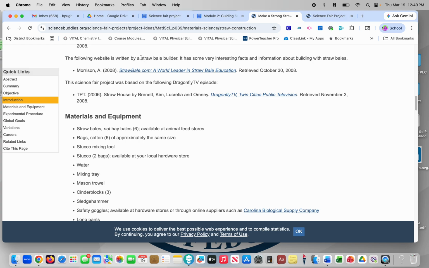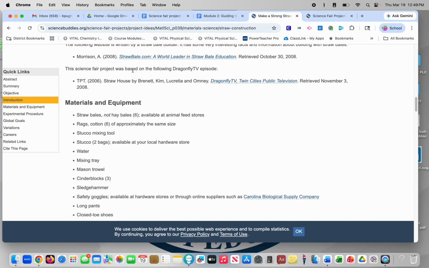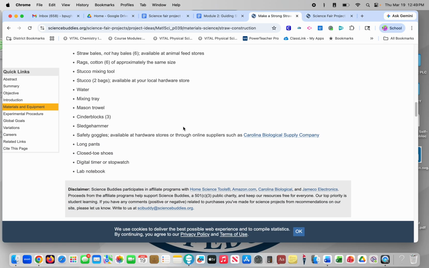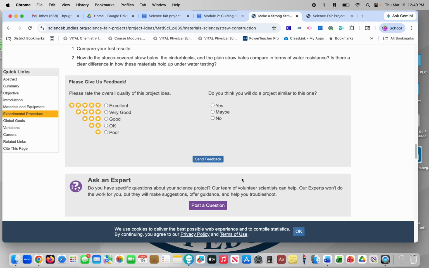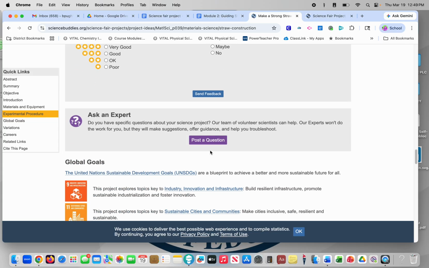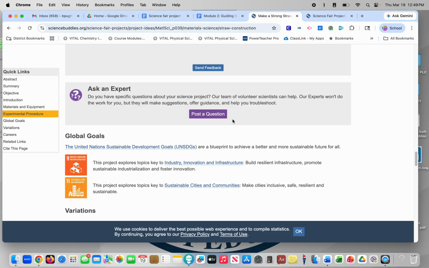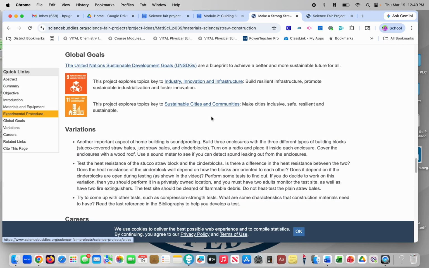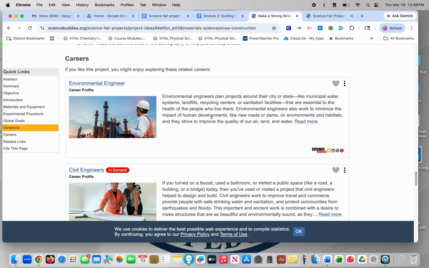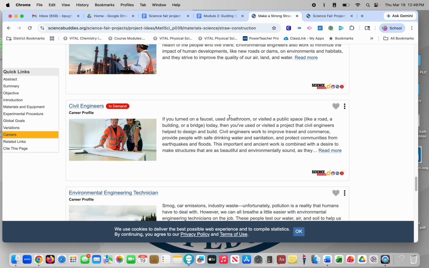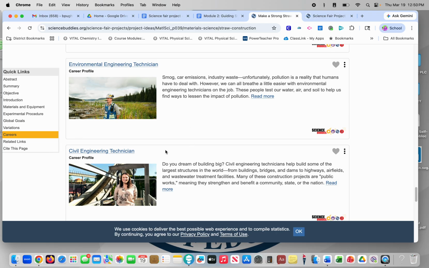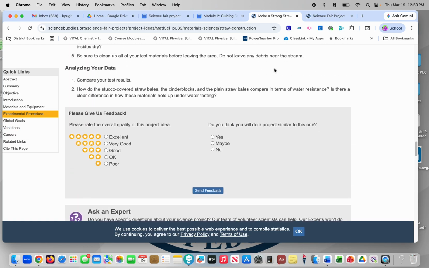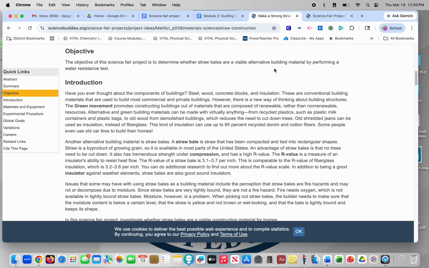Interesting facts and information. Here is a science fair project based on a TV episode. It's giving you materials. It gives you procedure. It talks about analyzing your data. And then it also asks, what if you have a question about this project and you don't have anyone to help you answer it? You could post a question and someone would come back with an answer or a way for you to find the answer. And then it's giving you career profiles at the bottom. People that study this type of thing have these types of careers or jobs as adults. So this just gives you very specific ideas.